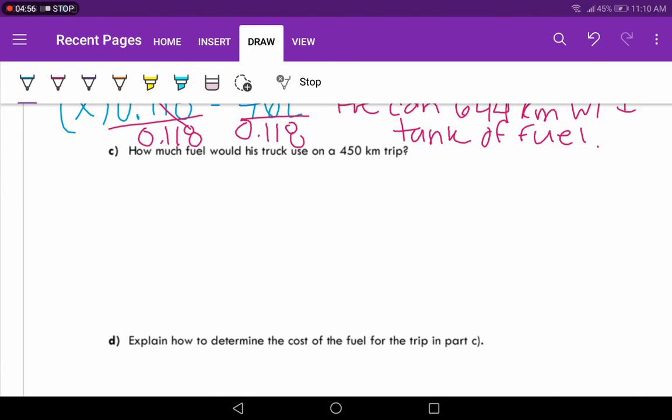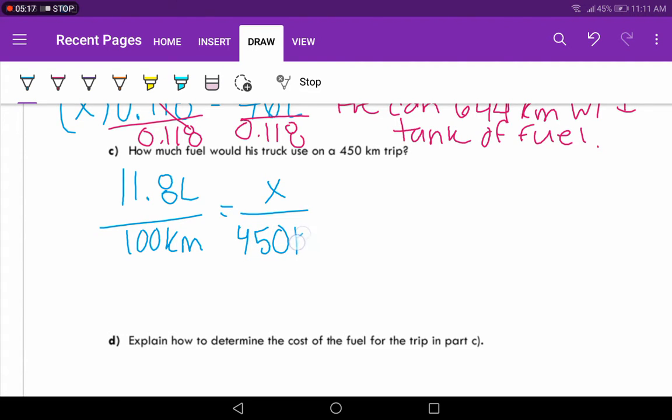Okay, so part C says how much fuel would his truck use on a 450 kilometer trip? So again, we're going to use the information that we know. We know that the fuel efficiency is 11.8 liters for every 100 kilometers. Okay, this time it's asking us how much fuel. We know our liters on top, so we'll put our variable on top this time. And our kilometer distance that we're traveling is 450 kilometers. Okay, so again, just like before, all we have to do is solve for x.